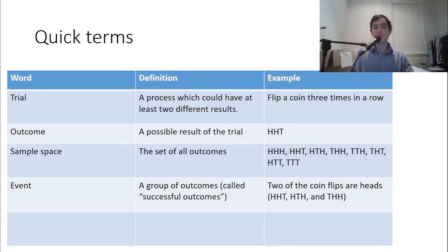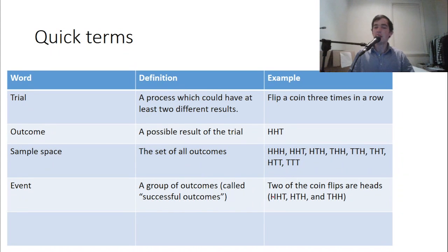An event is just a group of outcomes. So let's say I make up an event called 2 heads. My event is called 2 heads, or 2 of the coin flips are heads. You can look at the sample space to work out how many outcomes are in this event.